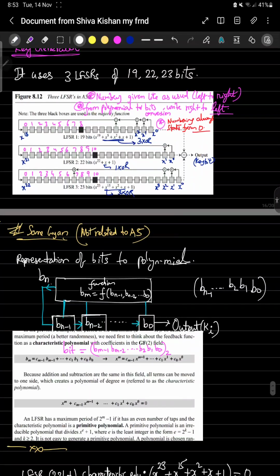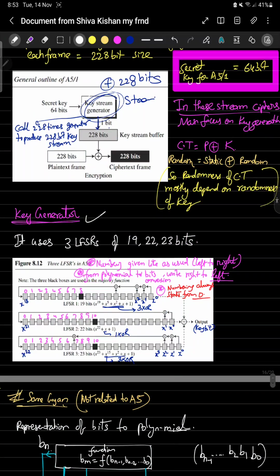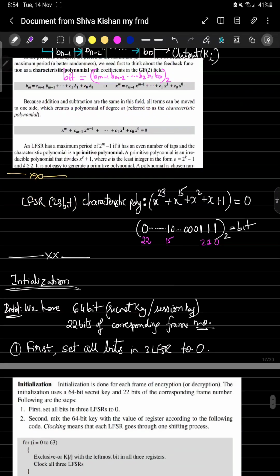Now in the key generator, expanding this box, we have 3 LFSRs. LFSR means linear feedback shift register. Don't fear anything. As told, it is like 19 bits. Each bit is contained in one register, so we have 19 boxes. Understood? 19 boxes. And feedback means at the beginning we will have one feedback connection. That's it.